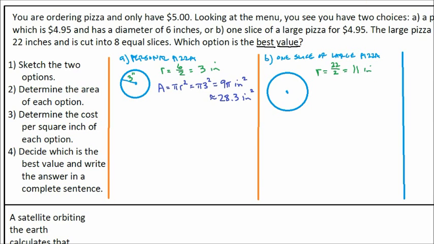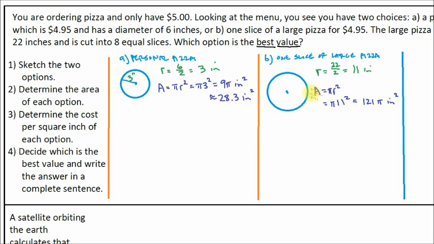And let's figure out the area of the whole pizza here. So the area is equal to pi r squared, which is, let's change this, add a line here so we don't run out of room. Area is pi r squared, which is equal to pi times 11 squared, which is equal to 121 pi inches squared.